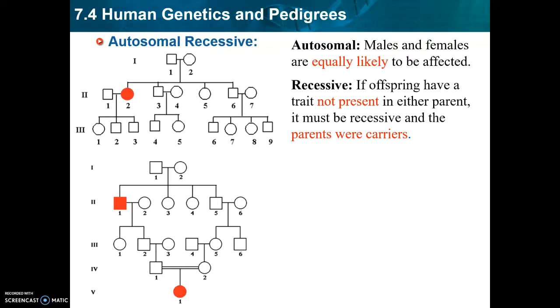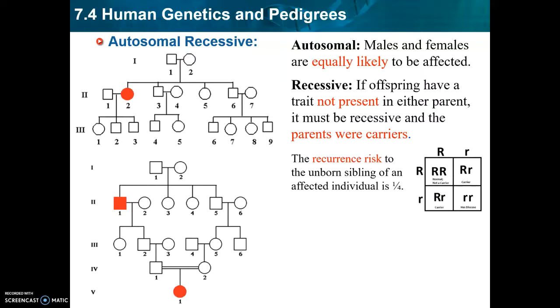And the typical thing that you're looking for here is if you have an offspring that has a trait coming from parents who don't. Whenever you see affected offspring coming from 2 unaffected parents, you have to be looking at a recessive trait. The only way that this could happen would be if both parents pass down a recessive allele, then their offspring could be affected even though neither parent was.